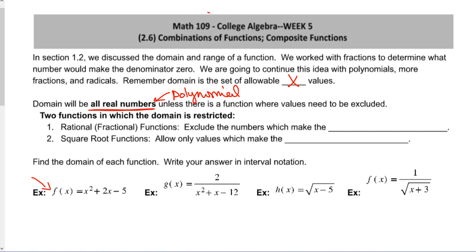But the two functions we have to worry about where there is a restriction are our fraction functions, which we call rational functions, and our square root functions. So to find the domain of a rational function, we need to exclude the numbers which make the denominator equal to 0, and we've seen some of those already, and we will work with more of those.